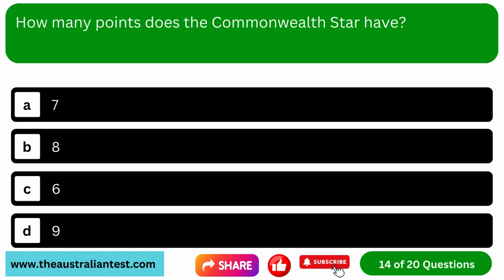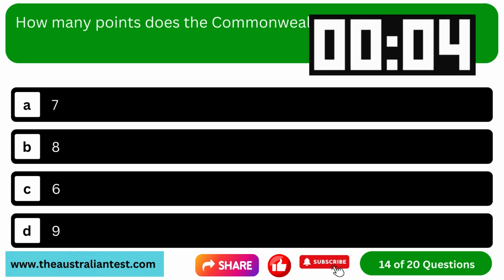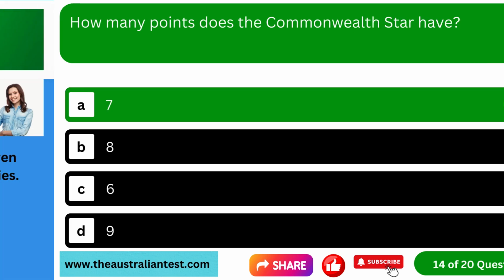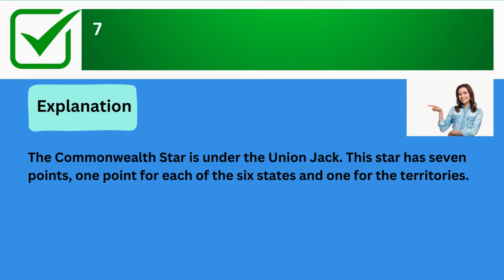Question 14. How many points does the Commonwealth Star have? Option A, 7. Option B, 8. Option C, 6. Option D, 9. The correct answer is 7. Explanation: the Commonwealth Star is under the Union Jack. This star has 7 points, 1 point for each of the 6 states and 1 for the territories.